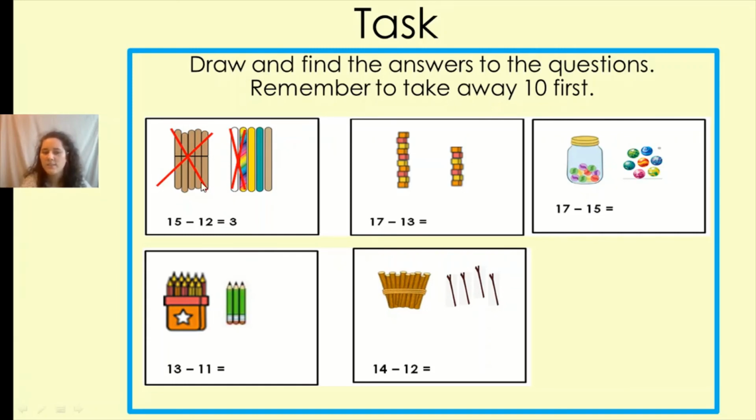See here, I started with 15 lollipop sticks. Then I partitioned 12 into a group of 10 and 2 1s and took away this group of 10 and 2 lollipop sticks over here. Then I counted how many were left. 1, 2, 3. And that was my answer. Have a go at doing that in your books.